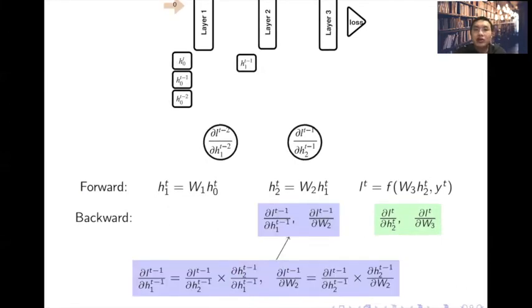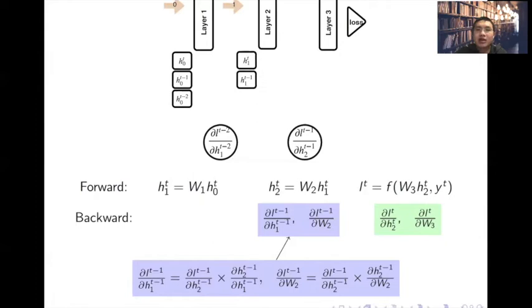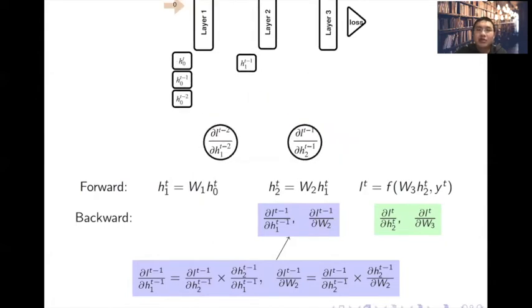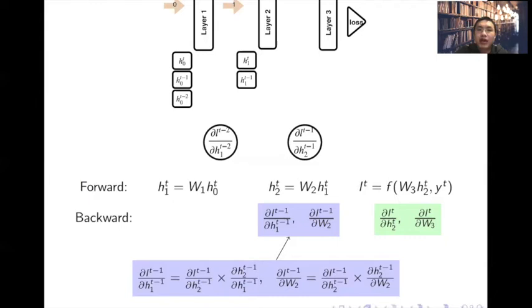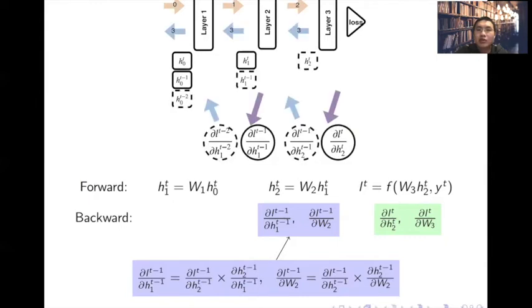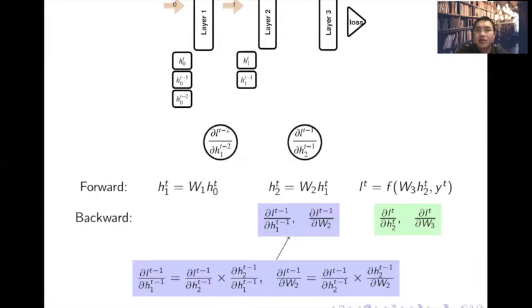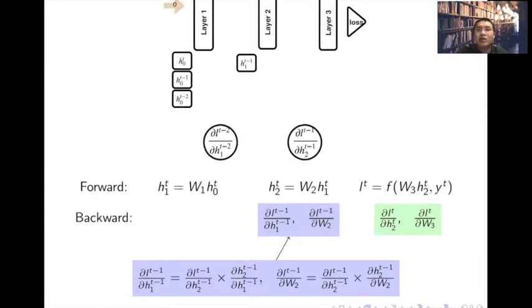In layer 2, instead of computing the gradients using samples from time step t, layer 2 will compute gradients using samples from time step t-1. In this way, because the partial Lt-1 over partial H2t-1 has already been received from layer 3 in the previous time step, at time step t, layer 2 and layer 3 are independent from each other.